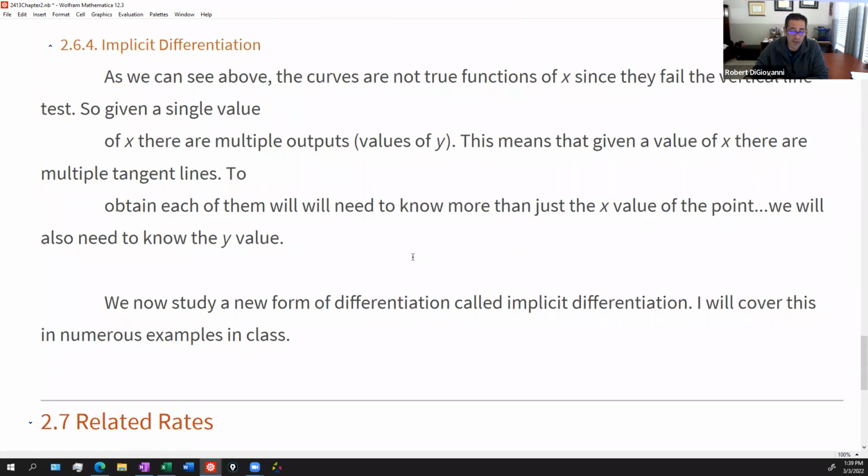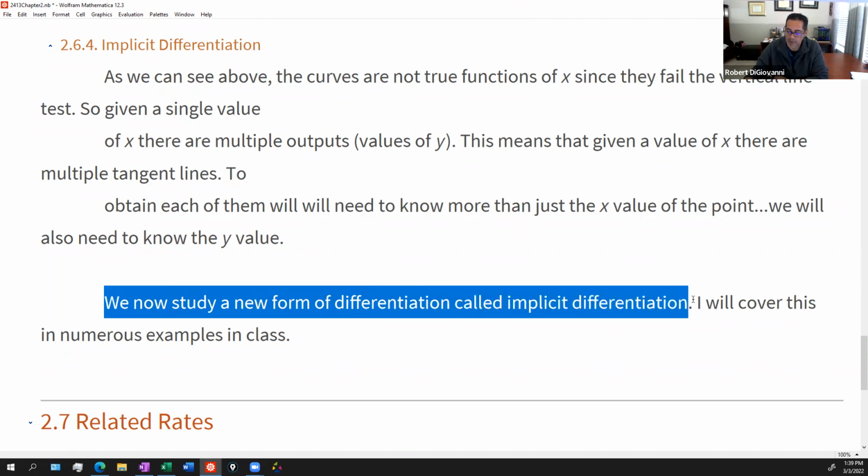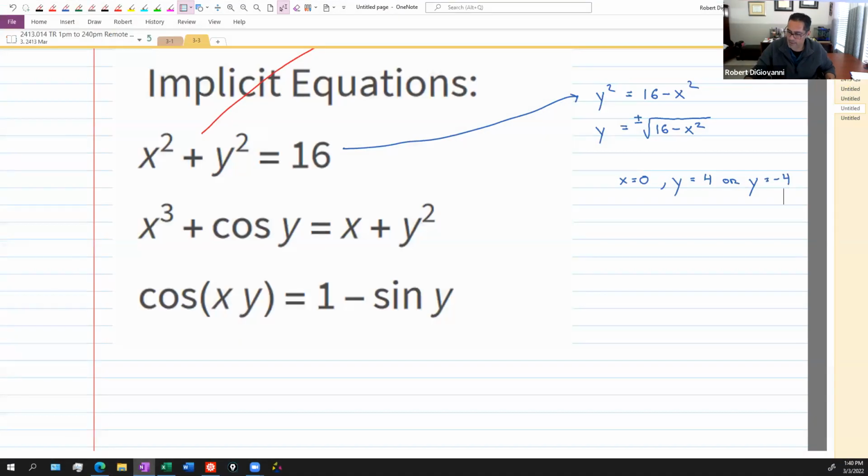In order to figure out how to do all this, we now study a new form of differentiation called implicit differentiation. So that's what today is about. What is this thing called implicit differentiation? Here we go. Buckle up.